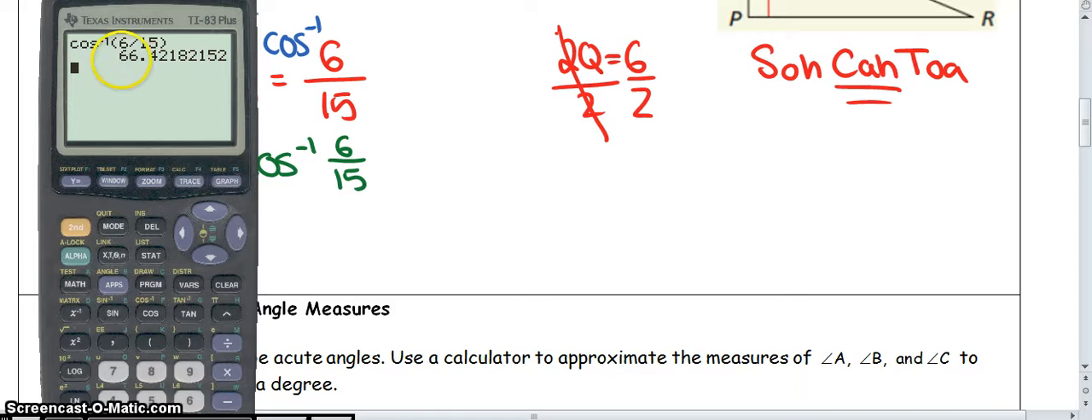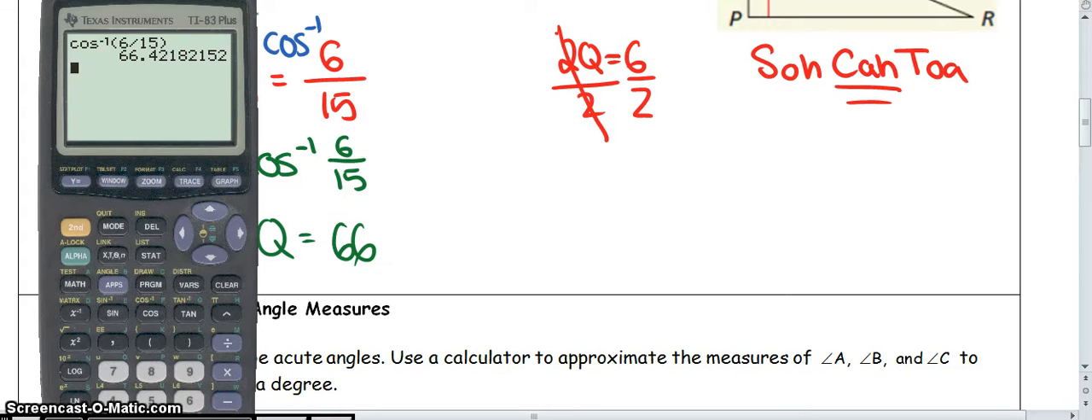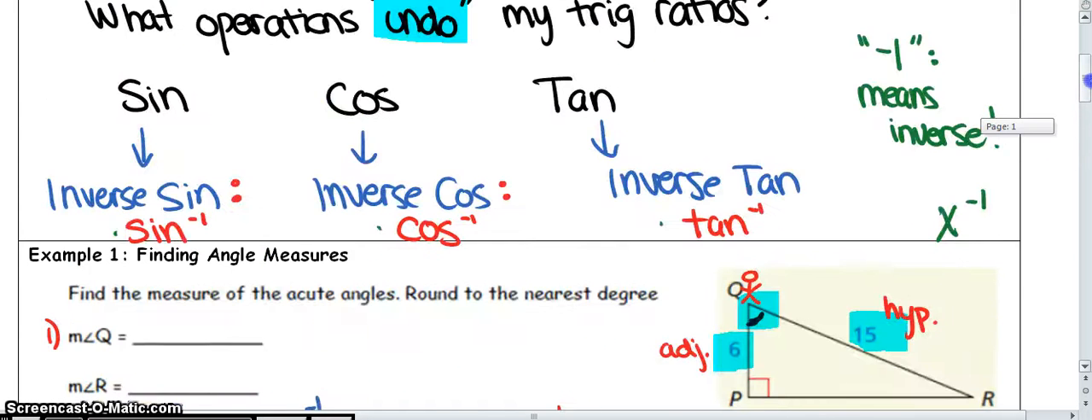So that means the angle of Q is 66.42 degrees. And maybe I should say the measure of angle Q, M means measure, is 66.42 degrees. Okay, so that's what inverse trig ratios do.